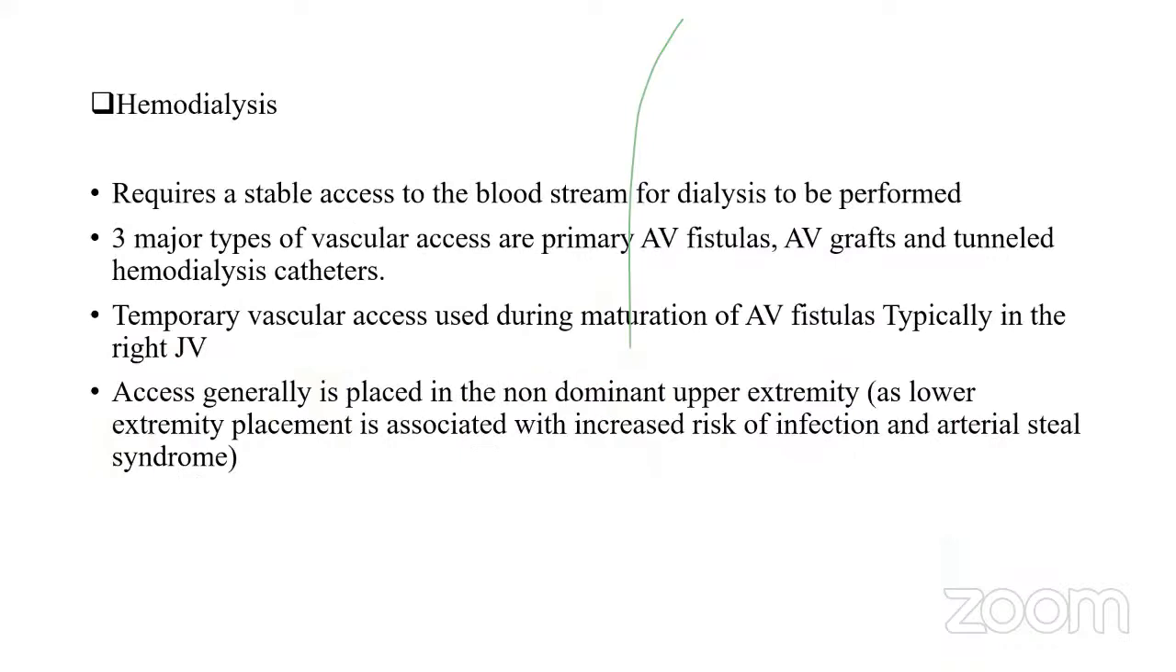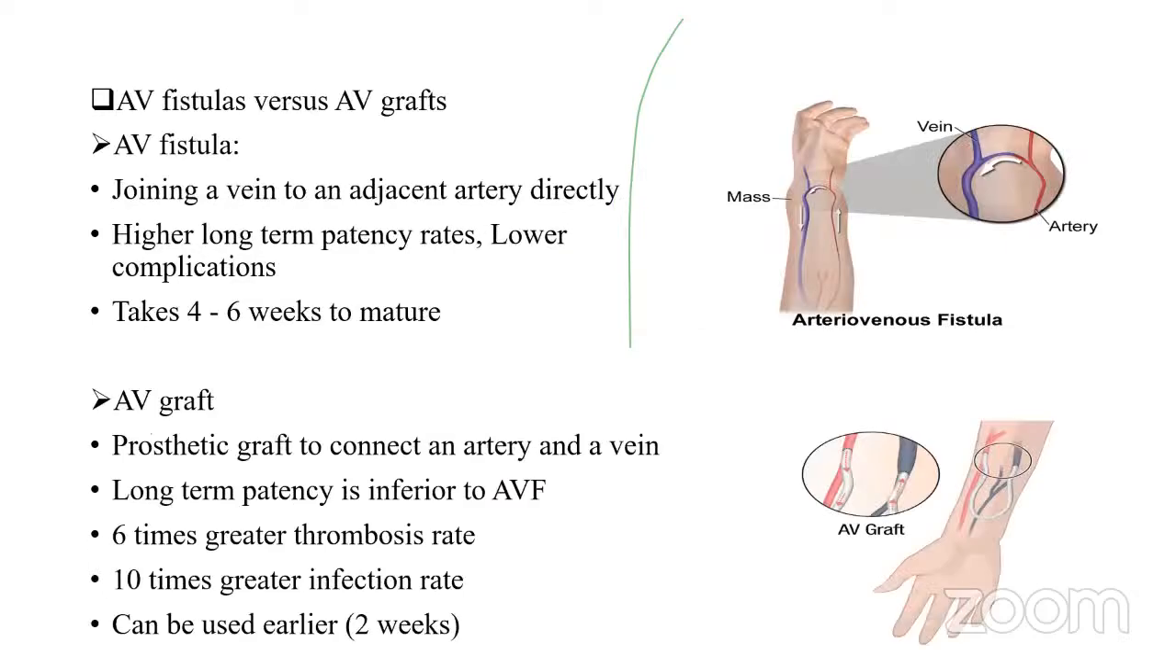Hemodialysis requires a stable access to the bloodstream for dialysis to be performed. Three major types of vascular access are primary AV fistulas, AV grafts, and tunneled hemodialysis catheters. Temporary vascular access is used during maturation of an AV fistula, typically in the right jugular vein. Access is generally placed in the non-dominant upper extremity, as lower extremity placement is associated with increased risk of infection and arterial steal syndrome.